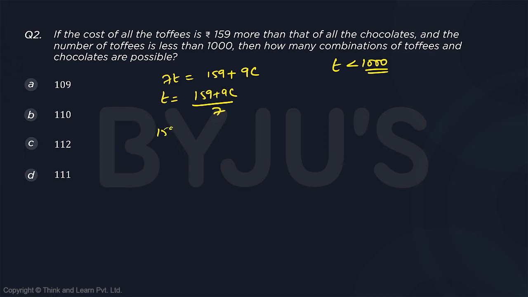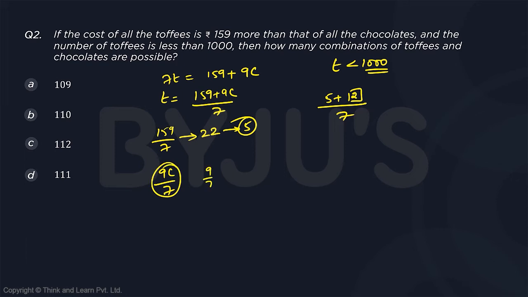Now take 159, divide by 7, see the remainder. 7 2s are 14, 19, 7 2s are 14, so the remainder is 5. Now the remainder is 5 plus something else divided by 7 should leave no remainder, which means this remainder here should be 2. So 9c by 7, the remainder should be 2. How do you get 2? Already 9 by 7, the remainder is 2, which means c should be 1.